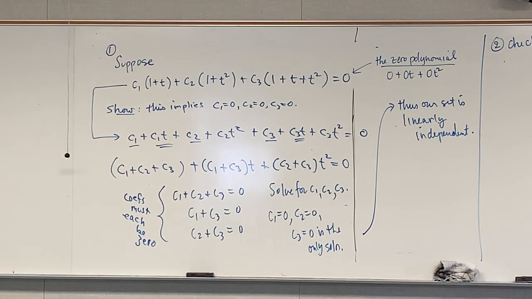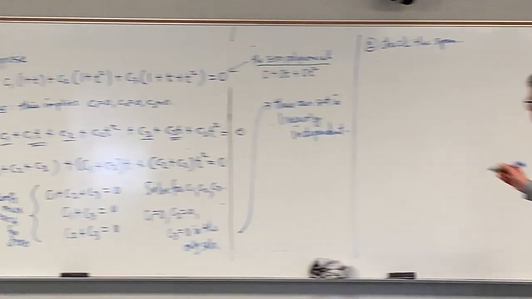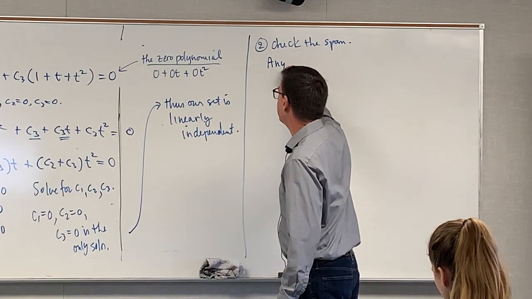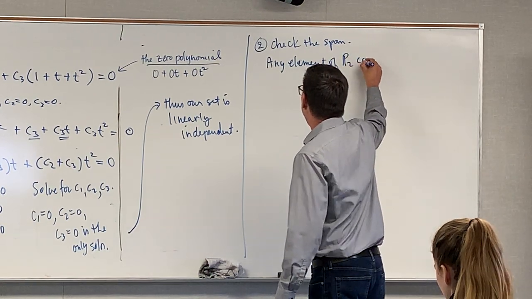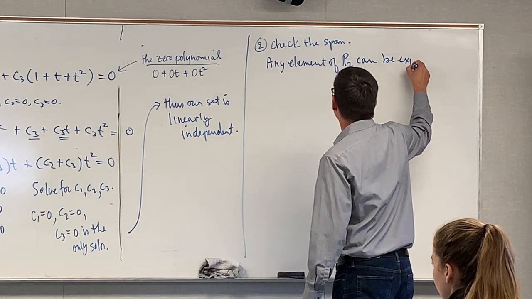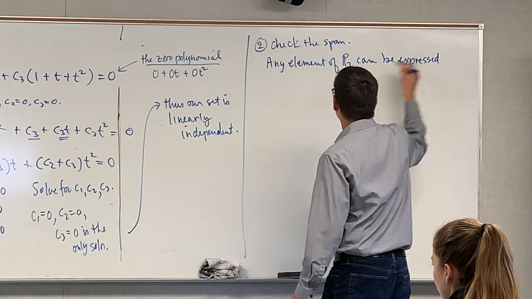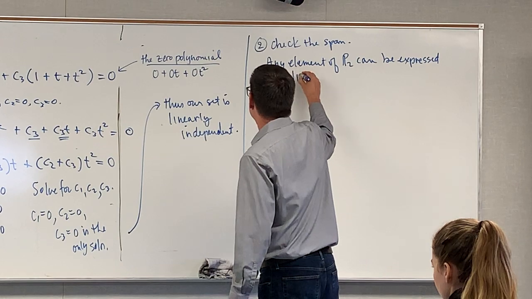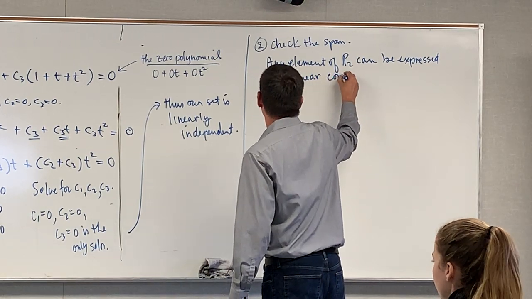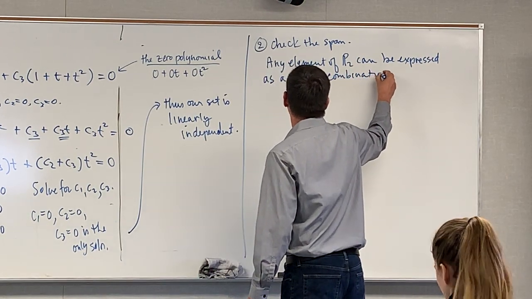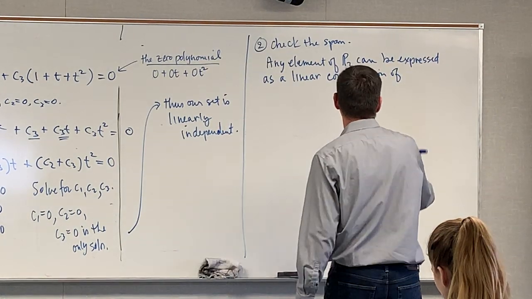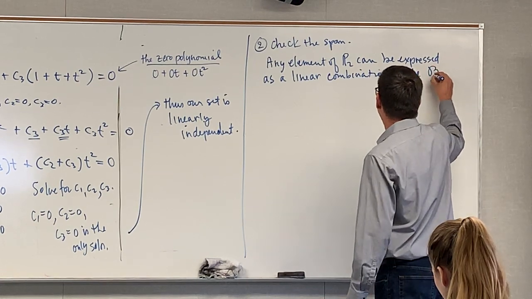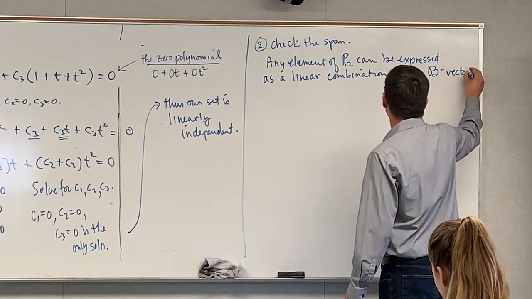And that's like saying if we take any element of P2, it can be expressed as a linear combination of the B vectors, or the B elements.